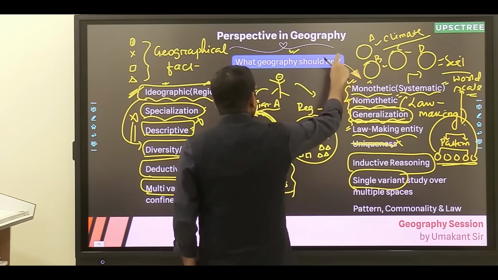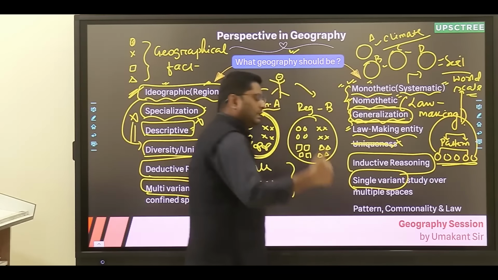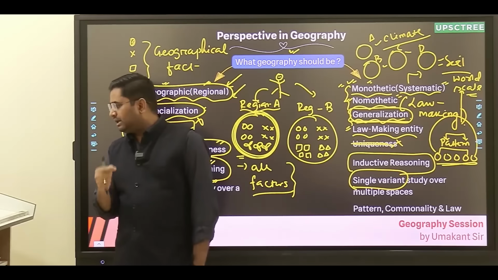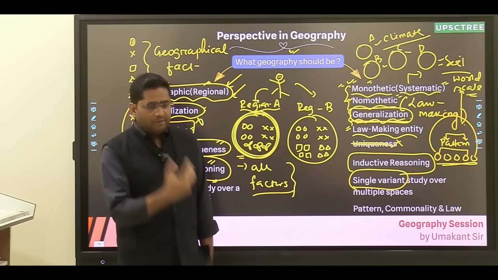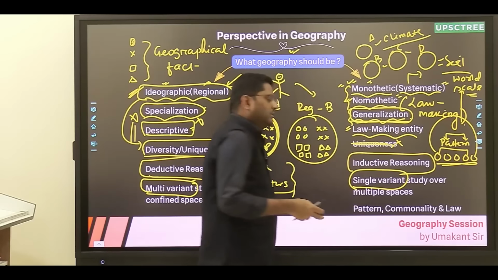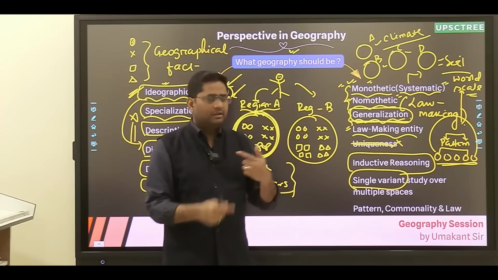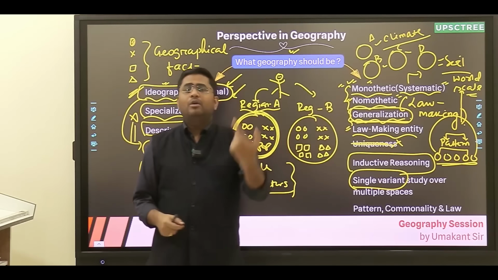Okay, so systematic geography talks about what? That geography should be monothetic. These wordings are very important. You should be aware of these wordings, and when you write your answer, these wordings should be there. That geography should be monothetic, it should be nomothetic. That means monothetic means systematic geography. Nomothetic means it should be a law-making enterprise.